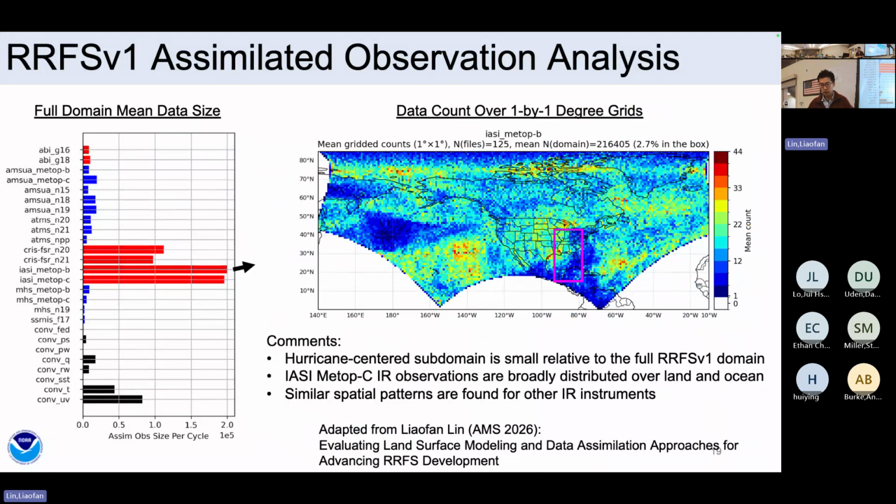So to address this question, we plot the spatial distributions of different types of observations. In this case, I use the satellite IRC example to understand the infrared observations. The first thing you can see is the hurricane domain, which is shown in the pink box, is relatively small compared to the Rufus domain. We also found that IRC observations are broadly distributed over land and ocean, over the entire domain. And similar patterns are found for other infrared instruments. You can see the red color indicates the infrared. So as a result, only a small fraction of the data is captured in that hurricane domain.